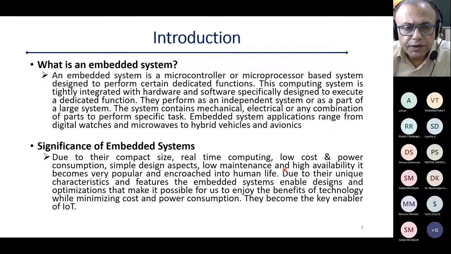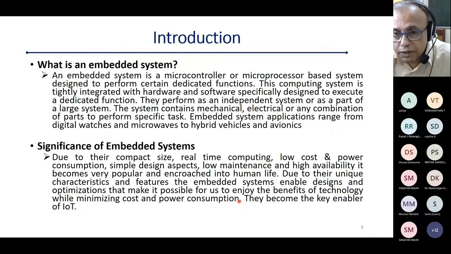Because of these unique features and characteristics, the embedded system enables the design and optimizations that make it possible for us to enjoy the benefit of technologies while minimizing both the cost and power consumption. Not only is it cost effective, power consumption is also drastically reduced, particularly for biomedical applications when a system is going to be used in remote, resource limited places where we do not have any 220 volt supply, and I have to work with the battery only. So power consumption is a factor.